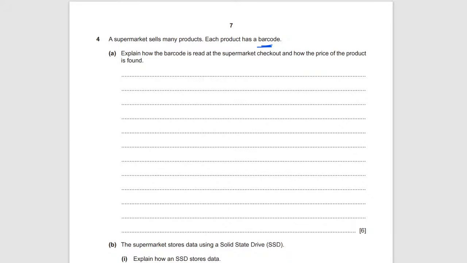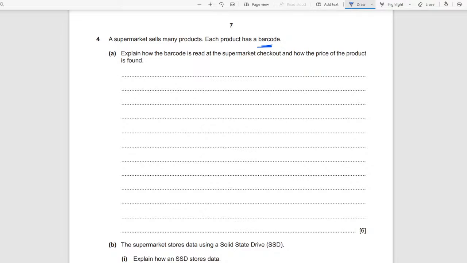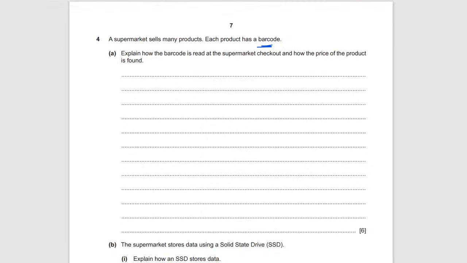So the difference between the barcodes and the QR scanner is that the barcodes are vertical lines while the QR code is in a square form. Okay, but in this question we're only talking about barcodes. So we'll just have a look at barcodes right now.